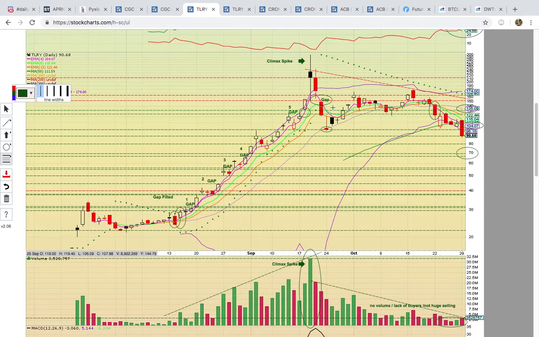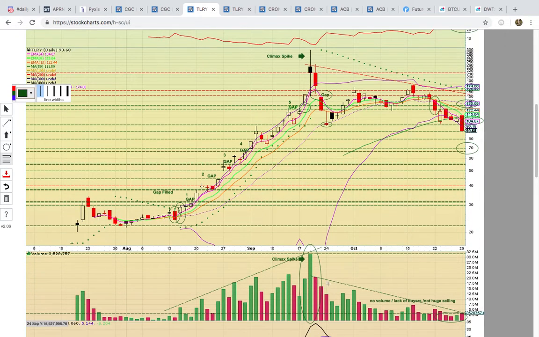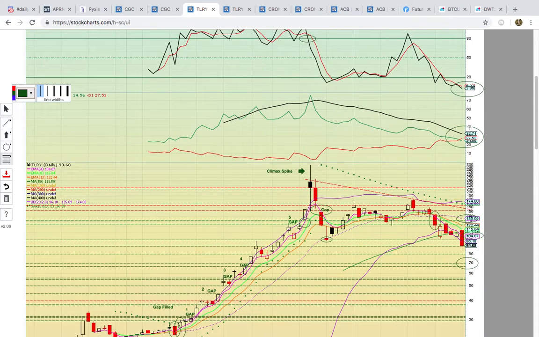It never got back up to those levels. Now it has a decreasing volume pattern, and as you can see, there hasn't been huge volume lately. It's just been a lack of buyers. They've been drifting it lower. There was heavy buying leading all the way up to the climax spike, and then the volume has faded, the buyers have left, and it's been drifting lower.